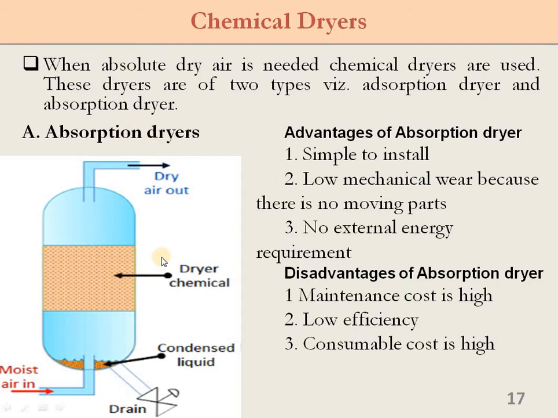Okay, so if you want to look at some advantages and disadvantages of these absorption type dryers: it is simple in installation, has low mechanical wear because there are no moving components in this system, and no external energy is required. If you look at the disadvantages or drawbacks, the maintenance cost is high, efficiency is low, and the consumable cost is high. Okay, this is how these absorption type dryers work.